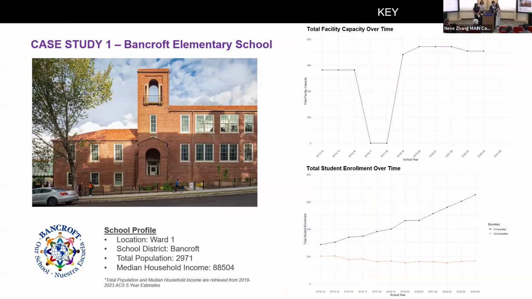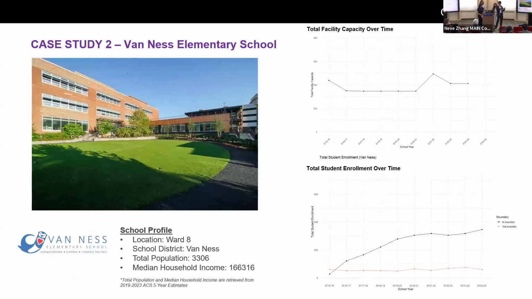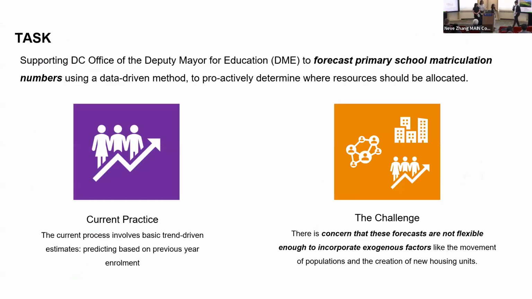This challenge is highlighted by 2 case studies. In Bancroft Elementary School, the school capacity was at 0 for 2 years due to school enrollment in boundary continuing to rise while remaining constant for out of boundary. Similarly, in Van Ness School, there was a change in school capacity from 2021 to 2022. Student enrollment in boundary continues to rise, but for out of boundary, they remain relatively constant throughout this period. Inconsistency between school capacity and enrollment trend could be a challenge.